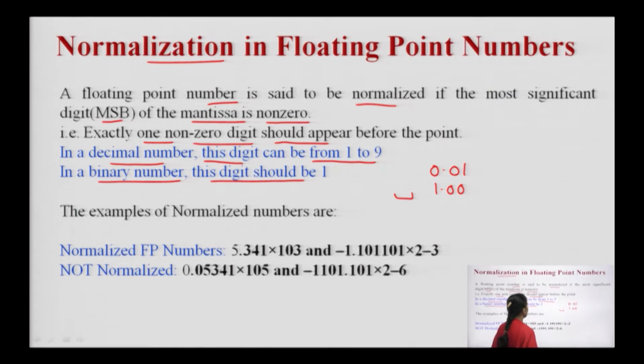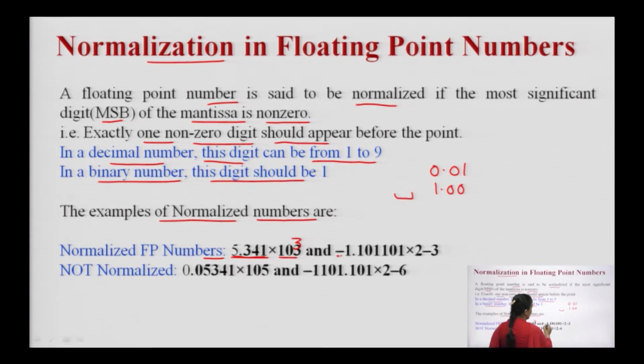Before the decimal there should be a digit from 1 to 9, depending upon the base I have chosen, and after the decimal there is the fraction part. Considering examples of normalized floating point numbers: 5.341 × 10^3. In this first example, before the decimal there is exactly one element ranging from 1 to 9. After the decimal is the fraction part, and the exponent is represented as 10^-3.